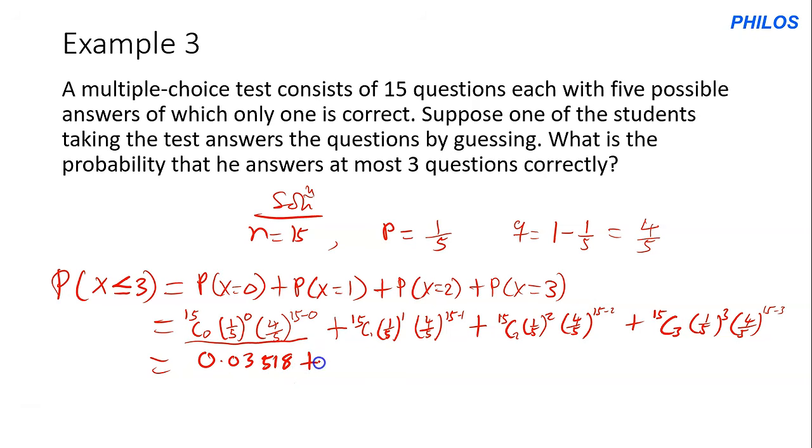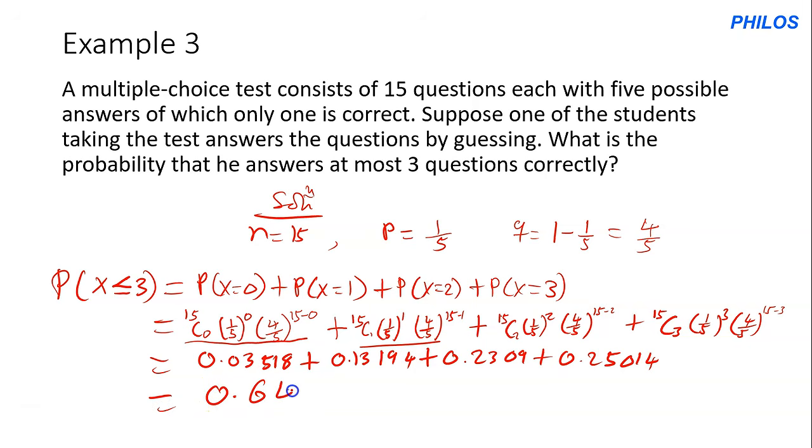When you put the first one on your calculator, you get 0.03518. Plus, when you put this one on your calculator, you get 0.13194. Plus 0.2309. Plus, when you put the last one on your calculator, you get 0.25014. When you add the 4 of them together, you get 0.64816. So this is the answer to question 3.